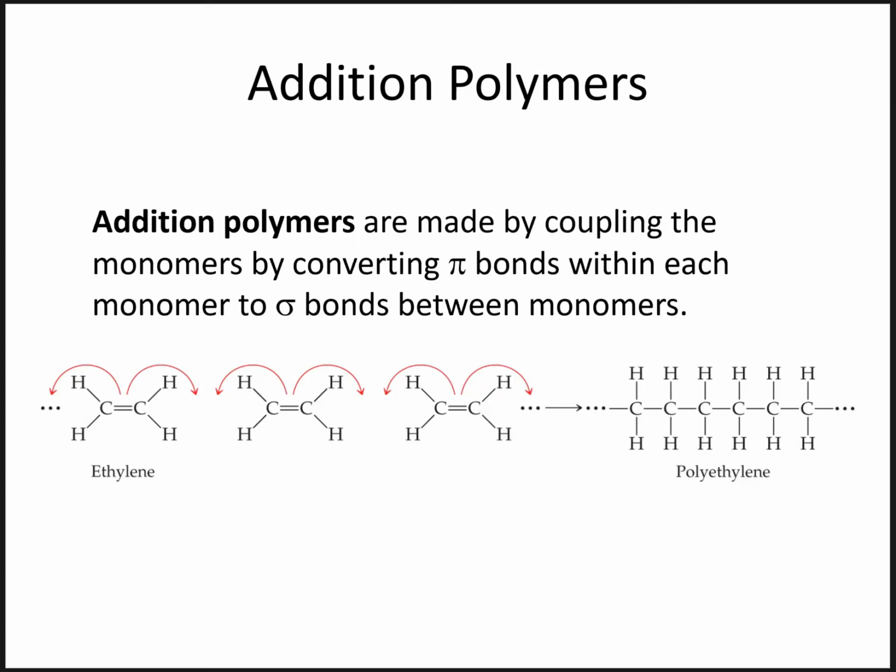We describe polymers as being made in one of two ways. We have addition polymers, which are made by coupling the monomers using a pi bond between each monomer and changing it into a sigma bond. That is, we take double bonds and we put another molecule next to it, which will cause that double bond to break and attach itself to another molecule. So in ethylene, all the pi bonds or the double bonds are broken to form the polyethylene.